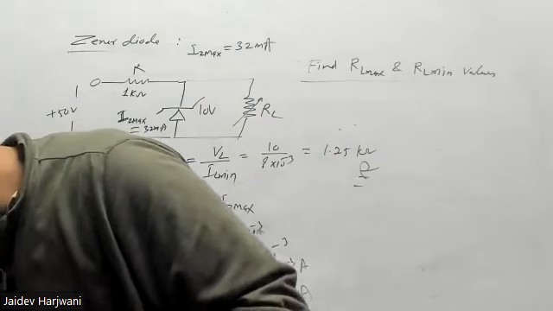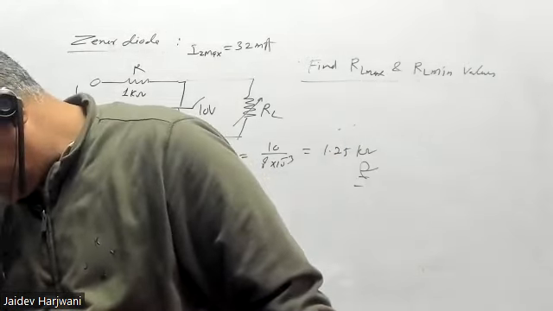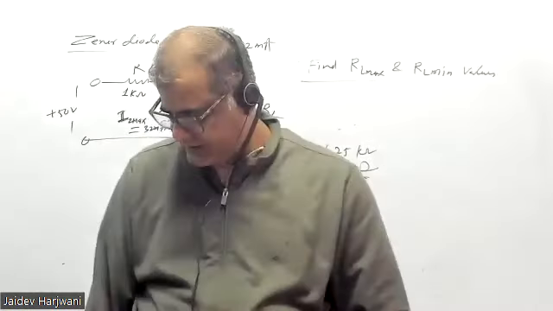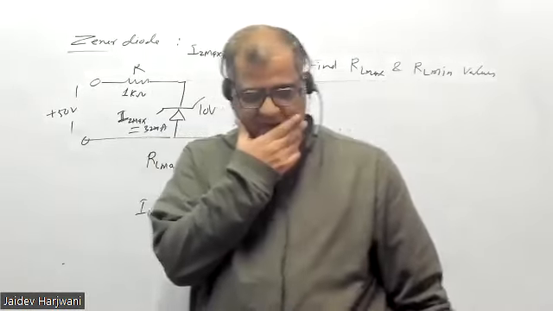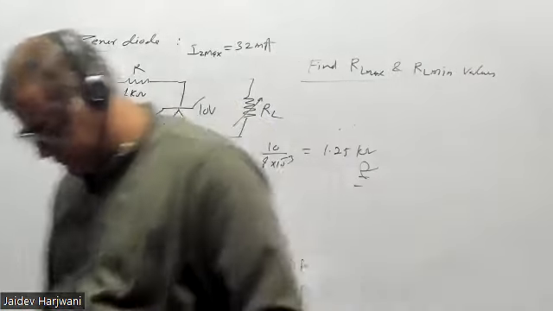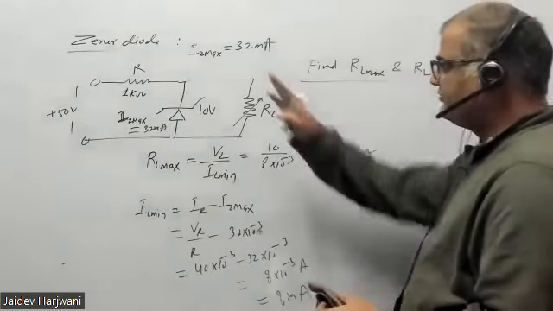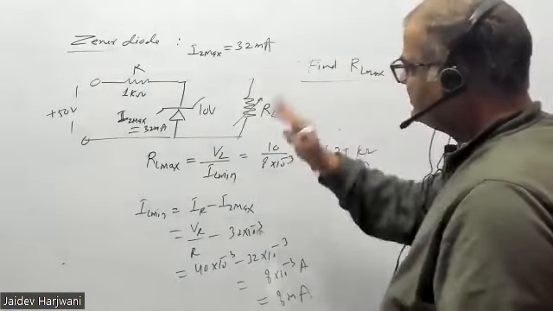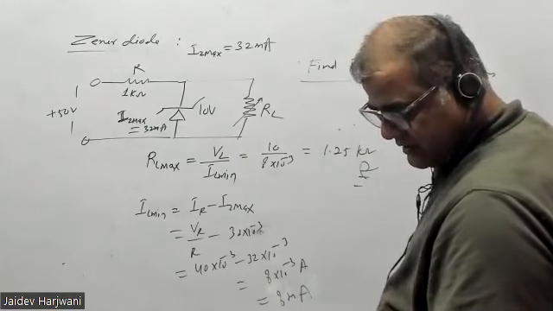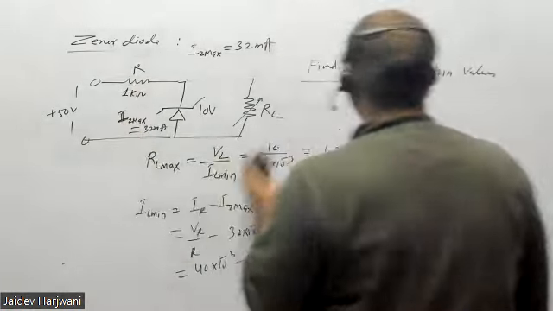So these calculations you should be able to do. Shall I start one more case or is it okay for today? We can start a new case. This is the first case, when VI is fixed and RL is changing. Now you can make VL fixed and make VI change.